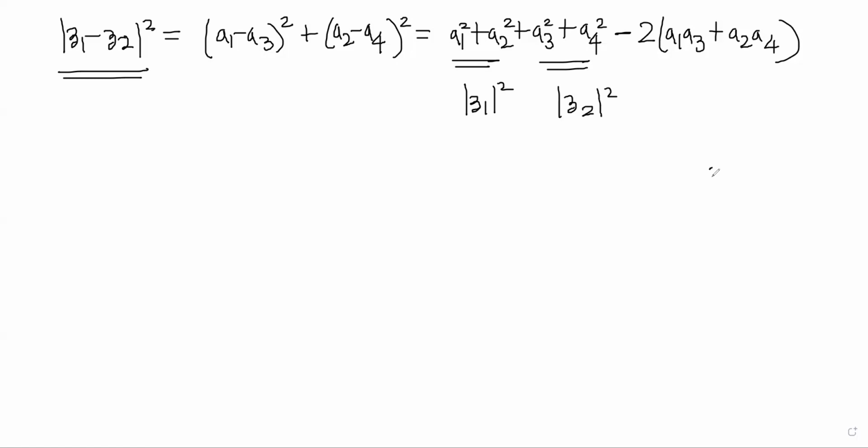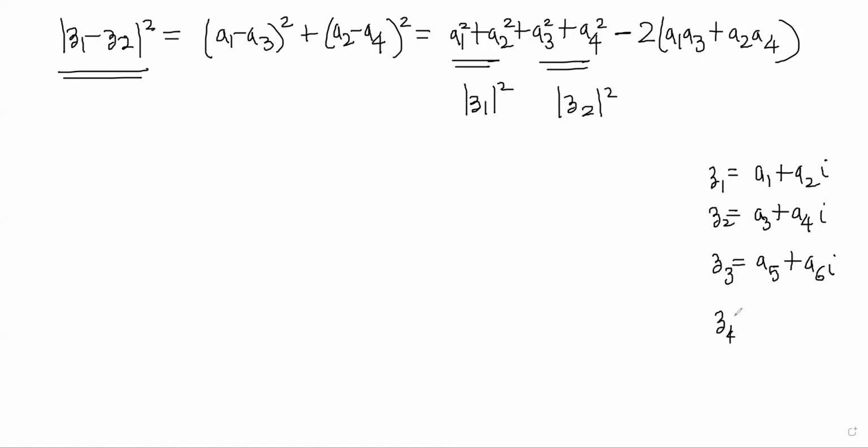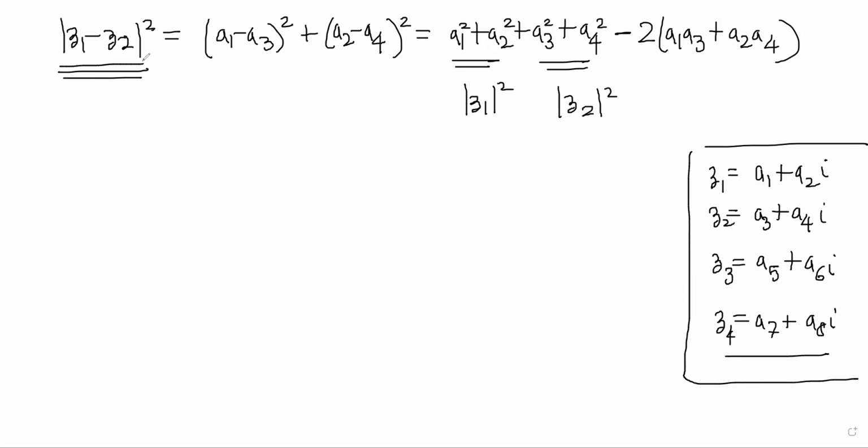Why? Because remember our complex numbers. Z1 was A1 plus A2i. Z2 was A3 plus A4i. Z3 was A5 and A6i. And Z4 was A7 plus A8i, right? These were the 4 numbers that we had created. And now I'm calculating mod of Z1 minus Z2 whole square. And that is coming out to be this.